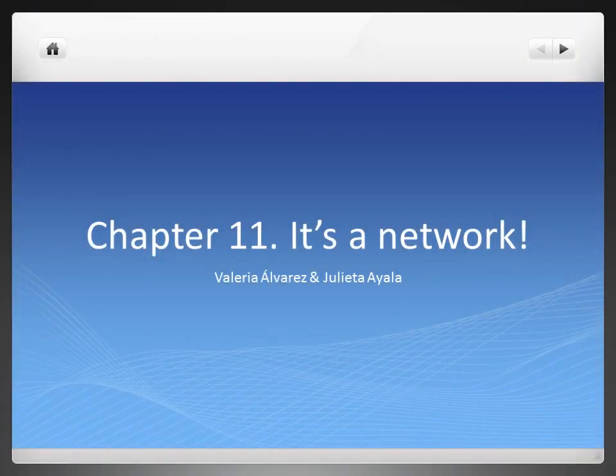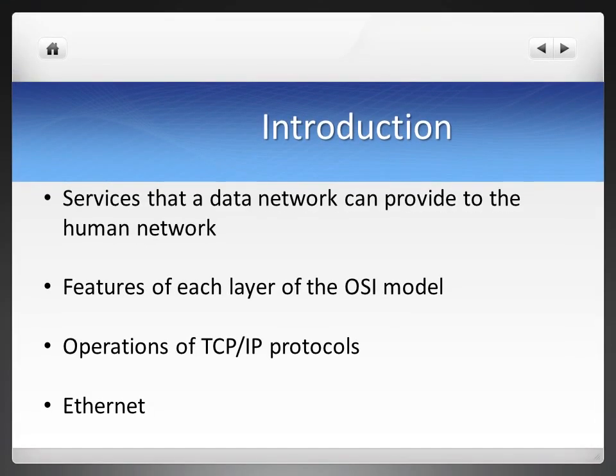Welcome to Chapter 11. In previous chapters, we learned about Ethernet, the services that a data network can provide to the human network, examined the features of each layer of the OSI model, and the operations of TCP/IP protocols. In this chapter, we will learn how to combine these elements together in a functioning network that can be maintained.